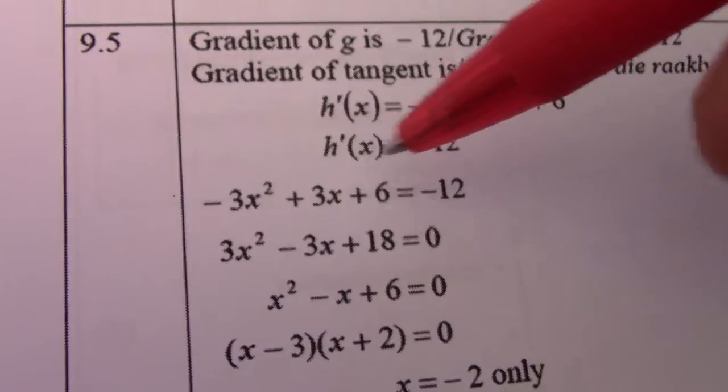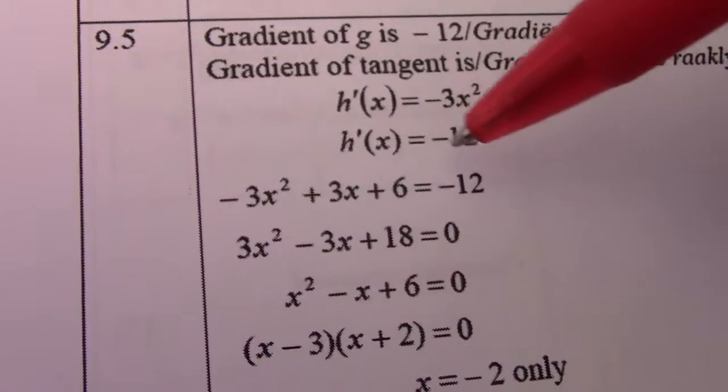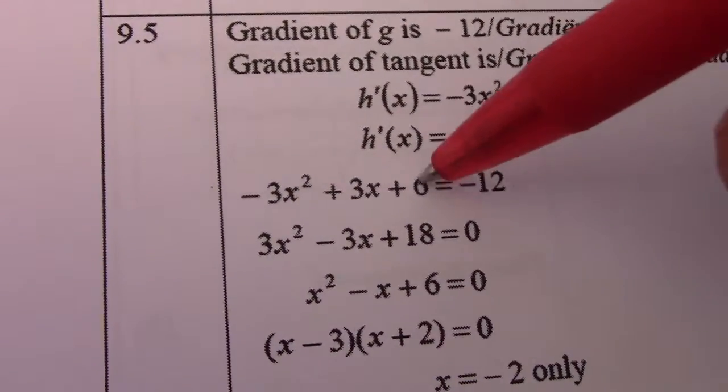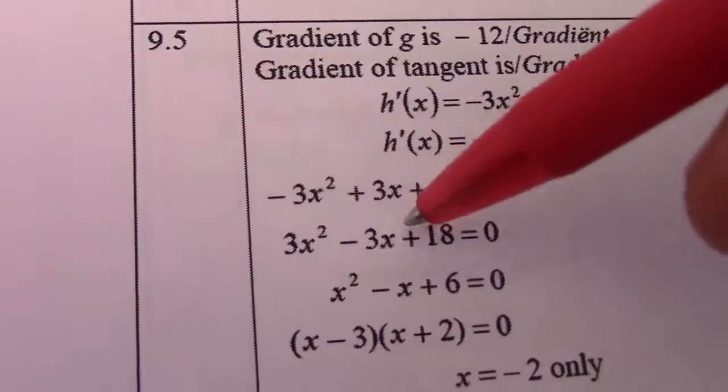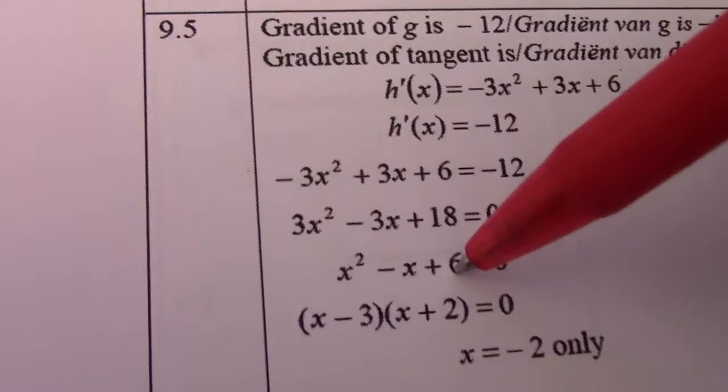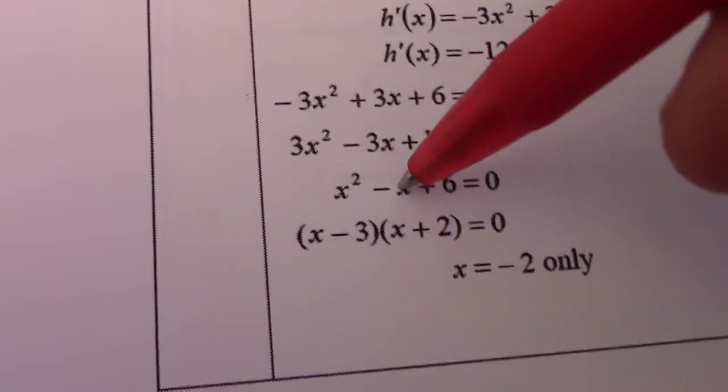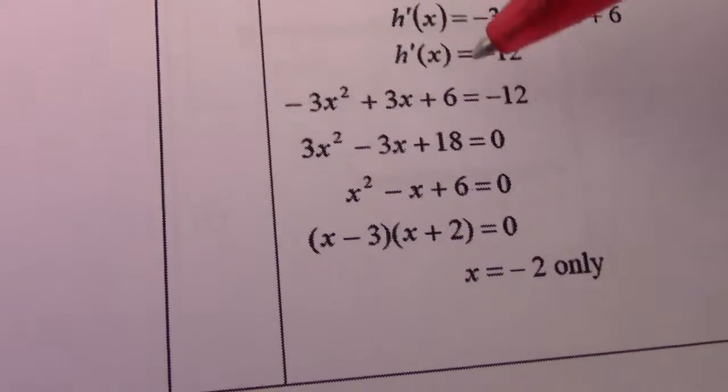So from there, 3x squared minus 3x plus 18 if I bring 12 across. Divide by 3 across the board. Left with x squared minus x minus 6, since 18 divided by 3 is 6. Factors of 6 that add up to minus 1.